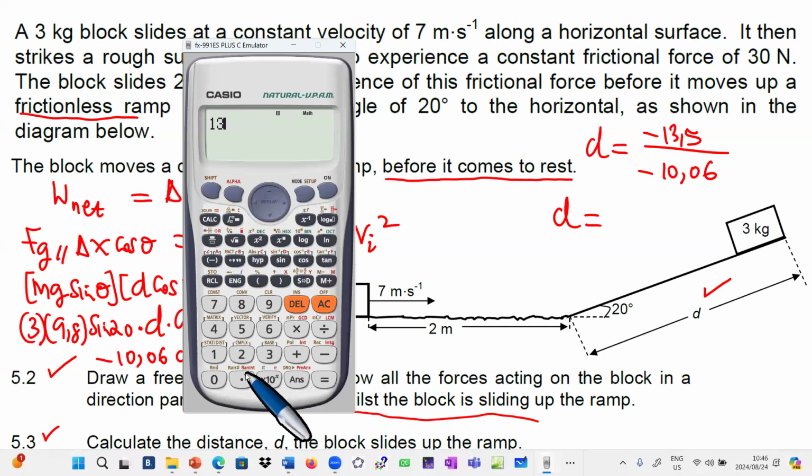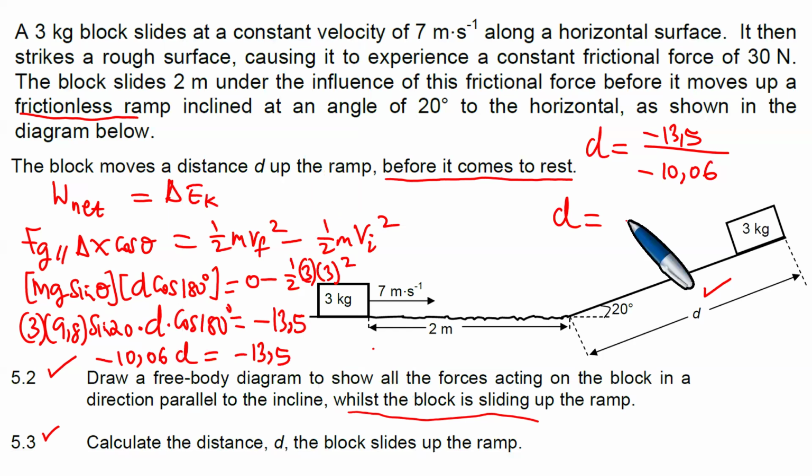13.5. You divide 13.5 by 10.06. The result is 1.34. So now the D is 1.34 meters.